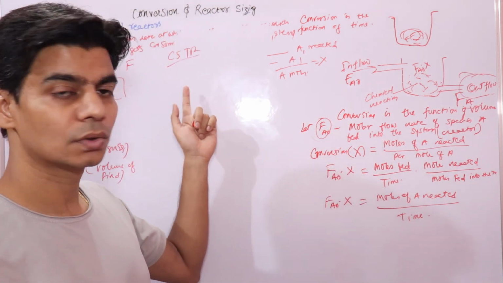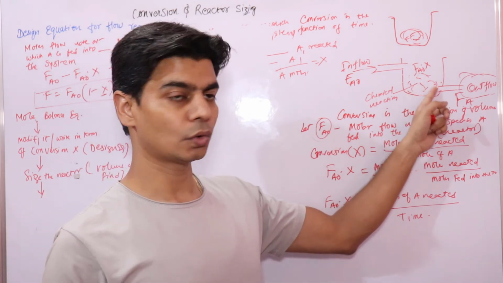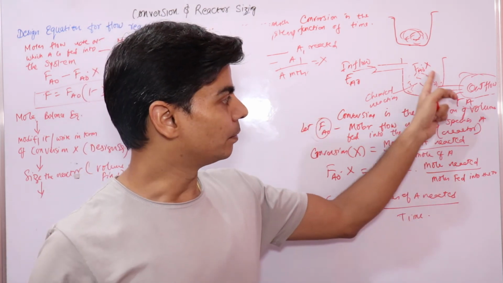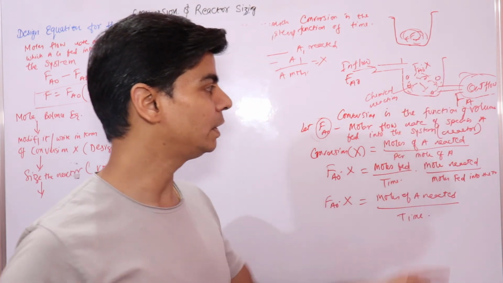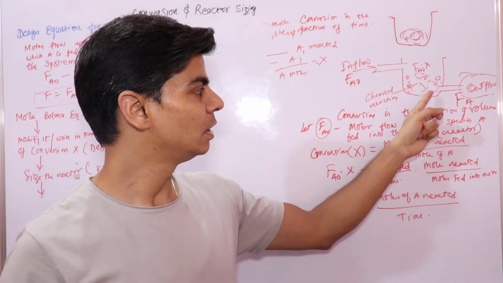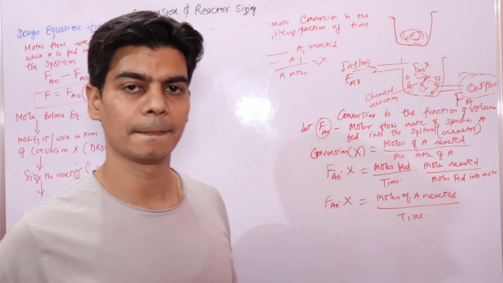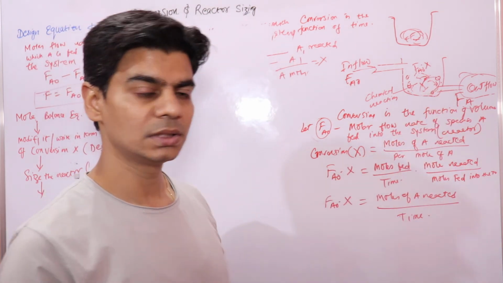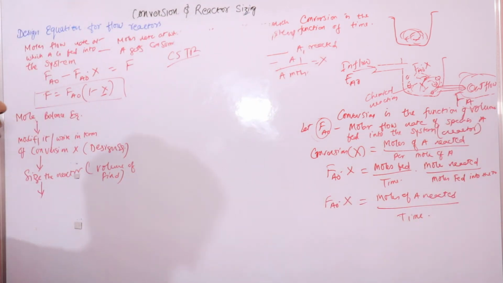I'll repeat. Since the stirring is very efficient, the concentration is the same here, here, here, and here. At every point, the concentration of the reactant mixture is the same. So whatever the concentration inside the reactor, the same concentration would be leaving the reactor.